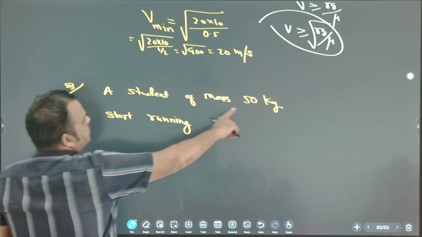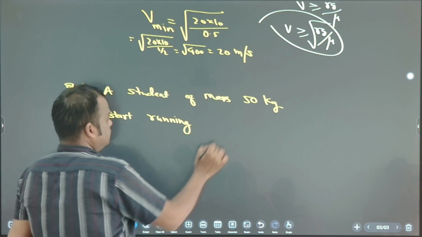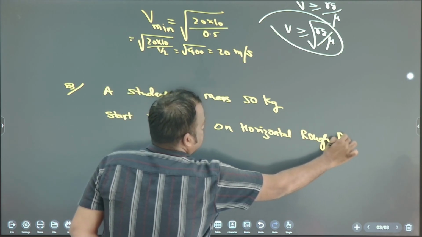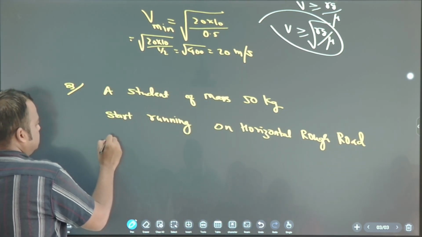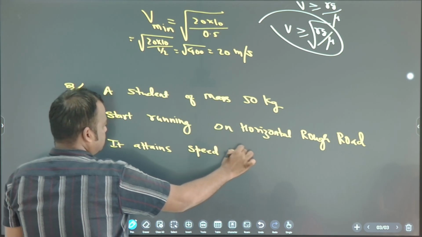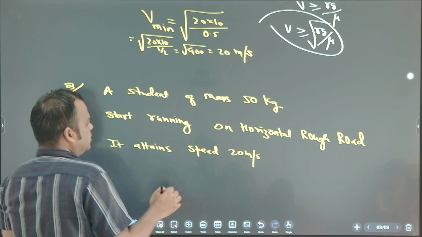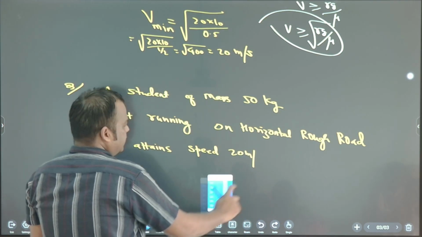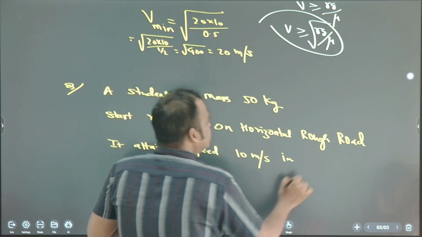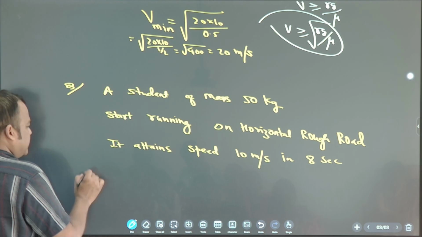So solve this. A student of mass 50 kg starts running on a horizontal rough road. It attains a speed of 10 meter per second in 8 seconds.